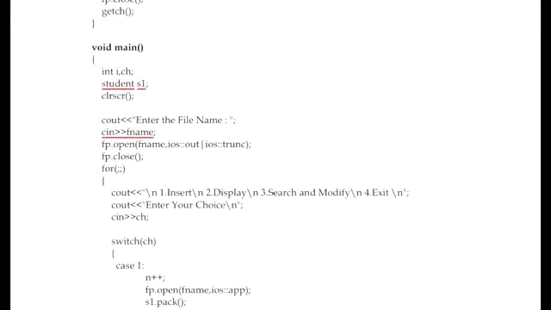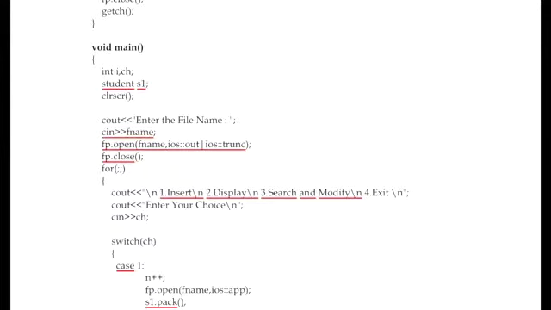Then we open that file in the write mode, and the trunc option will delete all the previous contents. Then we close the file by using the close function. Then we provide the choices to insert, display, search and modify using the switch statement. Case 1 is to insert the records, case 2 is to display the contents, and the third option is to search and modify.